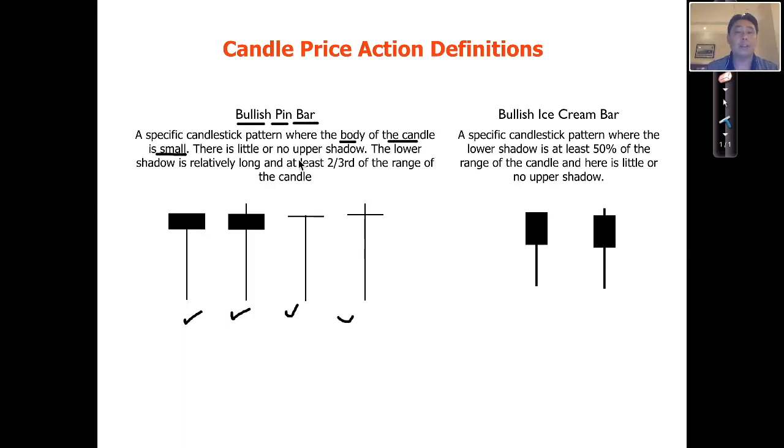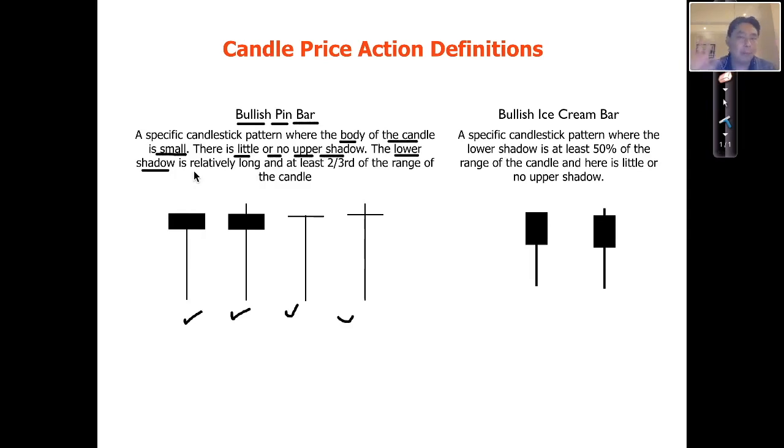So that's the first definition. Body has to be small. Next, there's little or no upper shadow. So notice that there's no upper shadow, or there's only a very small upper shadow. Okay, so all four qualify, okay? And here's the important thing. The lower shadow has to be long. So for a bullish pin bar, you want a small body and a long tail, a long lower shadow.